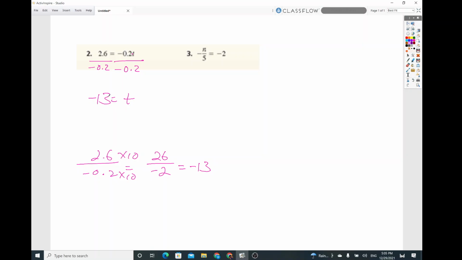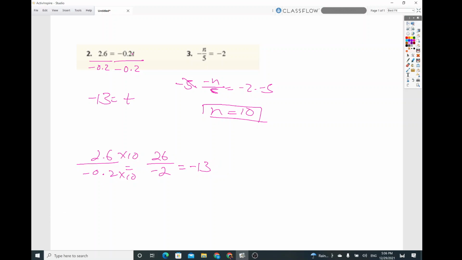Another thing you can consider doing here is simply plugging the number back into the original equation and checking the work. So negative 0.2 times negative 13, which is what? 2.6. And then the other one is similar, n divided by negative 5. The operation is division, so we want to find the inverse operation. So we multiply both sides by negative 5. So we get negative 5 times n over negative 5, that's negative 1, and the negatives cancel, so we just get n. Negative 2 times negative 5 is 10. How simple is that?